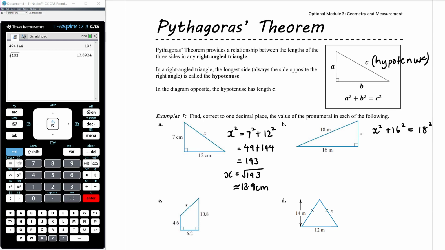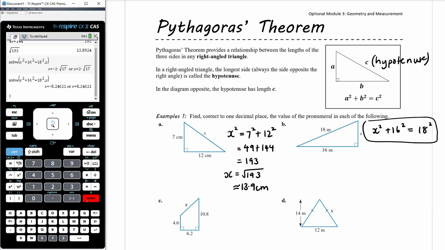But as I've said previously, you've got a CAS. You can always just put the entire equation into your CAS. Menu 3, 1, solve x squared plus 16 squared equals 18 squared for x. And obviously you can ignore the negative solution because x is a side length. So the exact answer is 2 root 17. Control enter to get a decimal, 8.2.